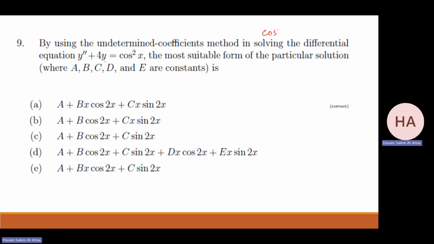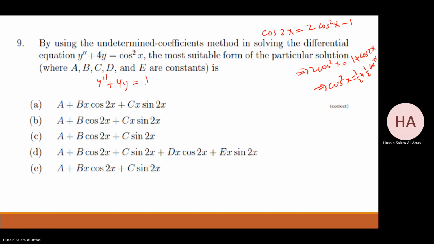Cosine 2x is 2 cosine square minus 1. So that means 2 cosine square is equal to 1 plus cosine 2x. So cosine square is half plus half cosine 2x. That's it. So this equation, I can rewrite it as y double prime plus 4y equals half plus half cosine 2x. Now I can work out the undetermined coefficient.